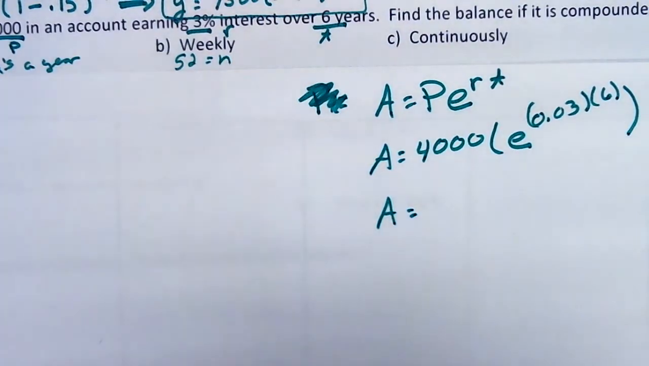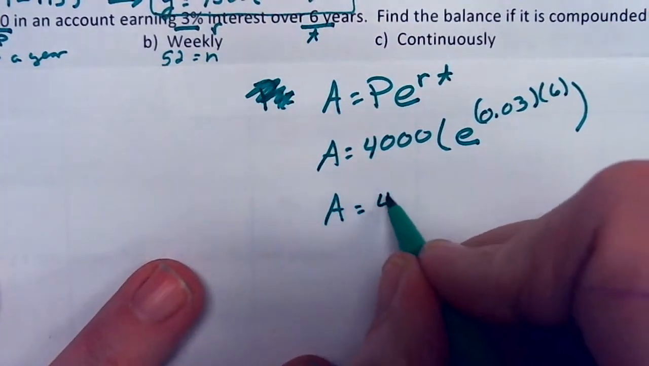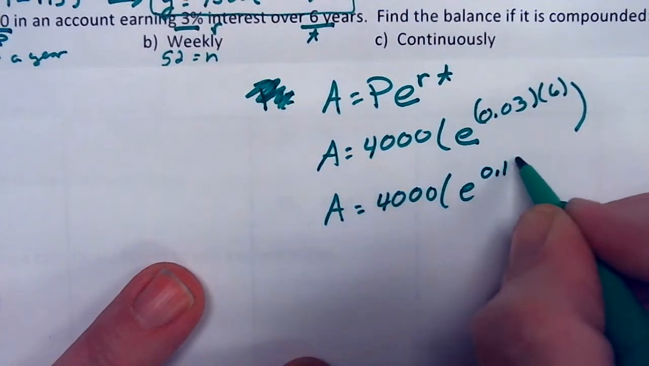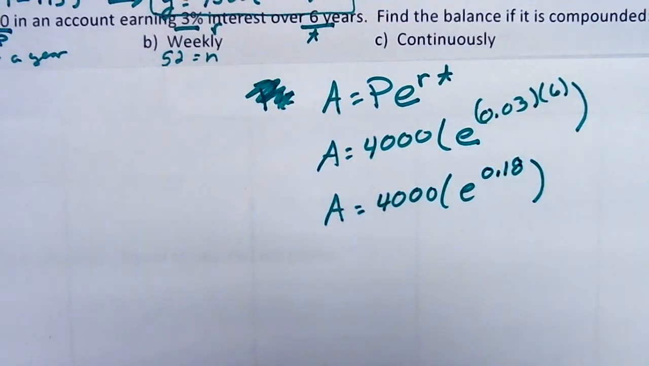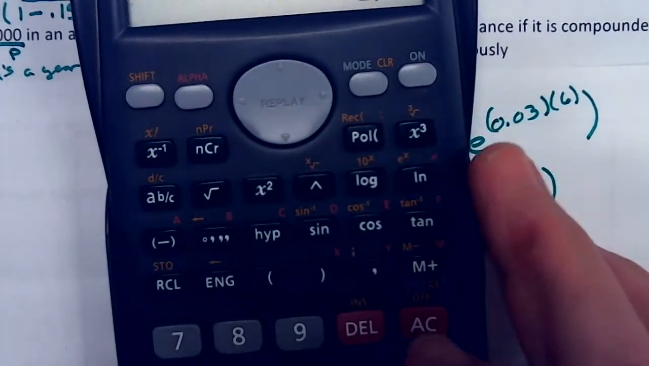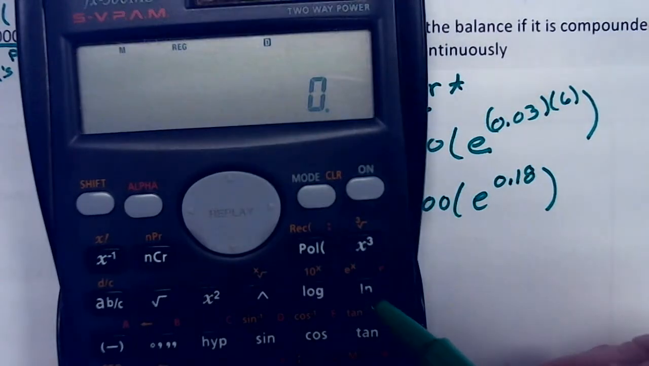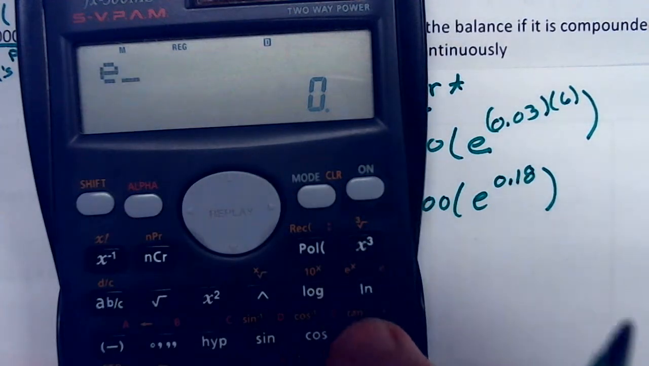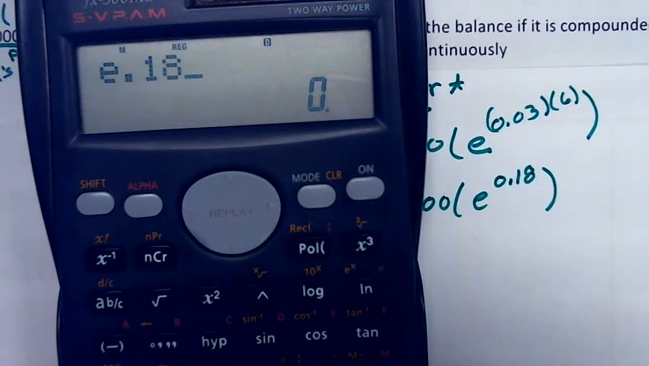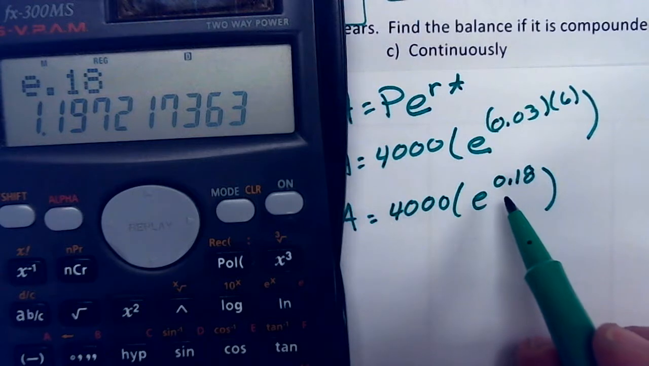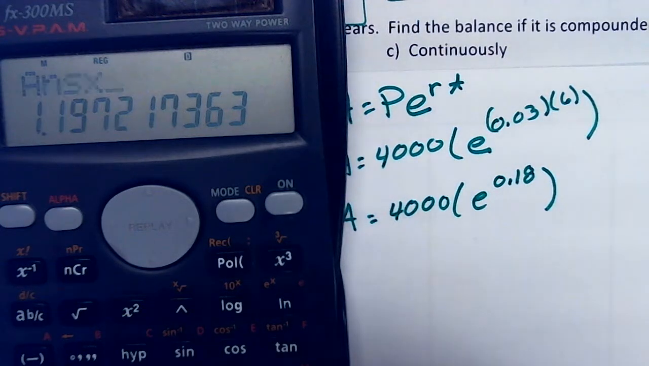To make it a little bit easier for me, I'm going to go 4,000 times e to the 0.03 times 6, which is 0.18. So in my calculator, check this out. You need to be able to find that button on your calculator during the final. I don't think I'll be able to tell you. It's the inverse of the natural log. See right above there it says e. So shift e to the 0.18. That does e to that power. 1.197. Then I need to multiply that by 4,000.